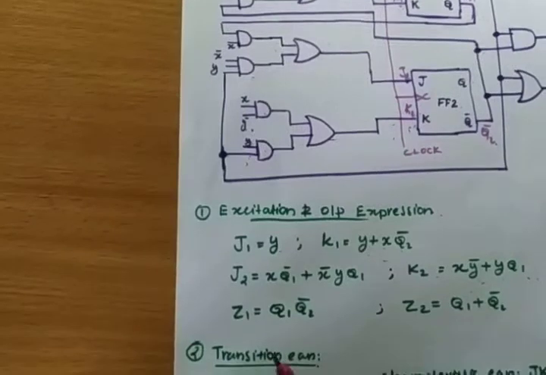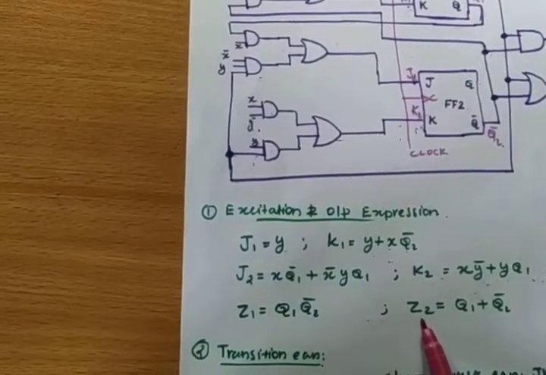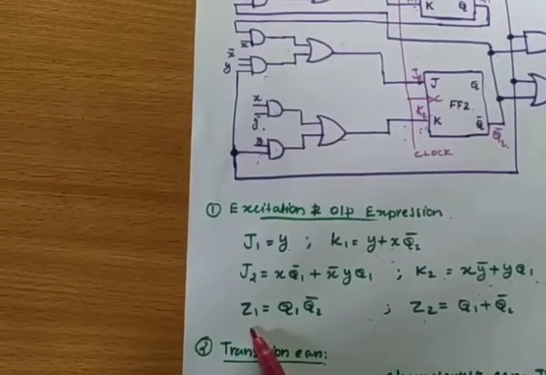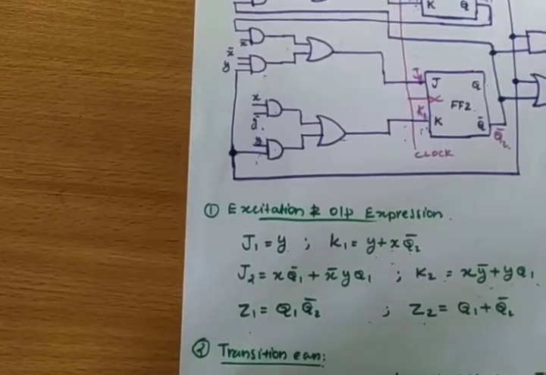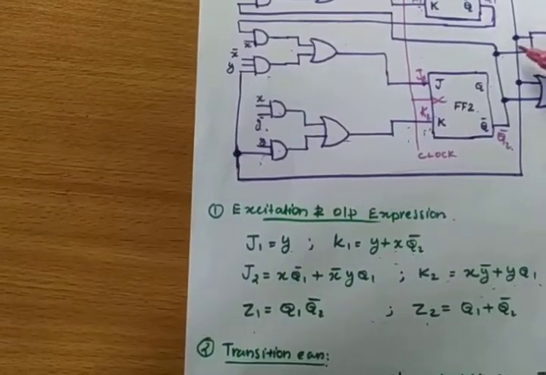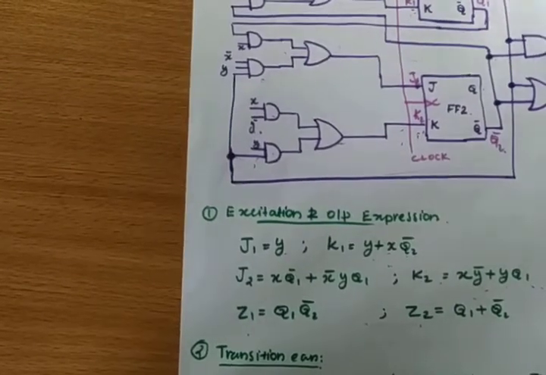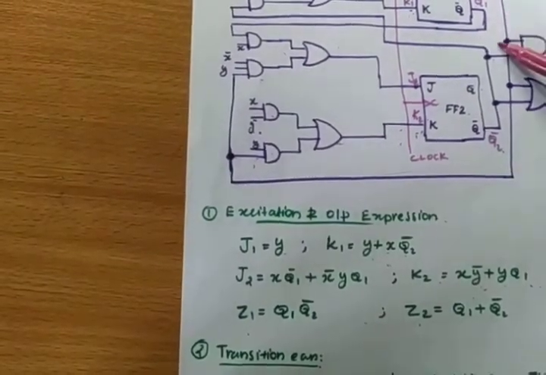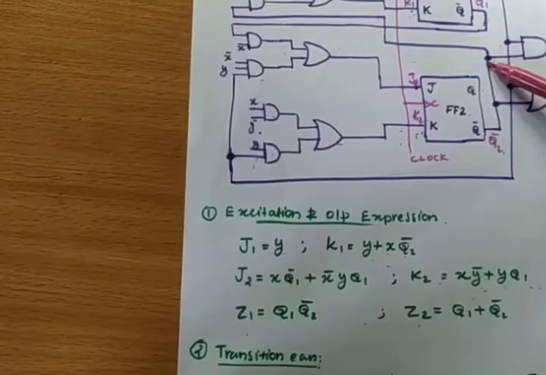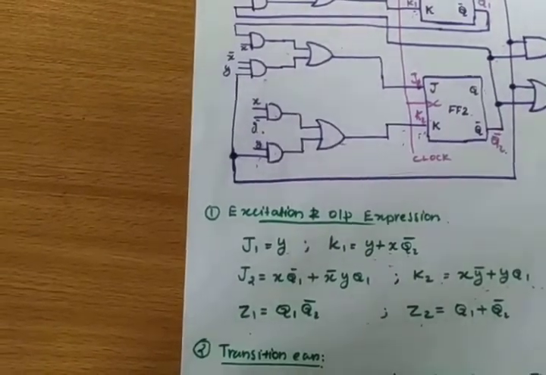And next are Z1 and Z2. How to find Z1? Z1 is the AND operation of these two inputs. So Z1 is equal to Q1 into Q2 bar, so Q1 Q2 bar.